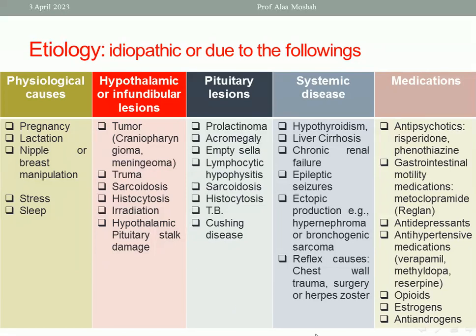Maybe systemic disease like liver cirrhosis, chronic renal failure, hypothyroidism, epileptic seizure, ectopic production in hypernephroma or bronchogenic sarcoma. Reflex causes like chest wall trauma, surgery, or herpes zoster. Or maybe due to medication like antipsychotics like phenothiazine, risperidone, or gastrointestinal motility medication like metoclopramide or domperidone, antidepressant, antihypertensive medication like verapamil, methyldopa, reserpine, or opioid, or methadone, estrogen, and antiandrogen. All these are causes of hyperprolactinemia.